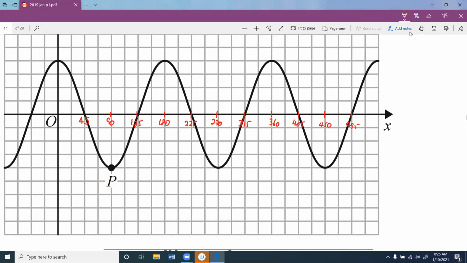Then if you draw the sine graph, I will use a different color for that. Sine 0 is 0. Sine 90 is 1. Over here, we know that this is marked as +1 and -1. Over here, -1. Then sine 180 is again 0. Sine 270 is again -1. 360 is 0. Again 450 is 1. Like that it goes on. Then you can draw the graph.